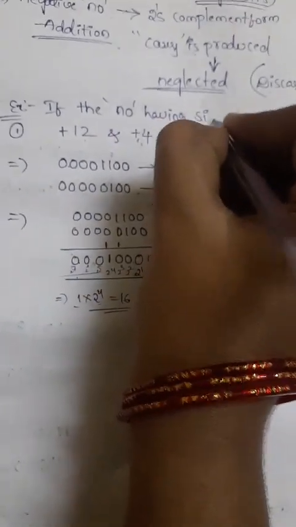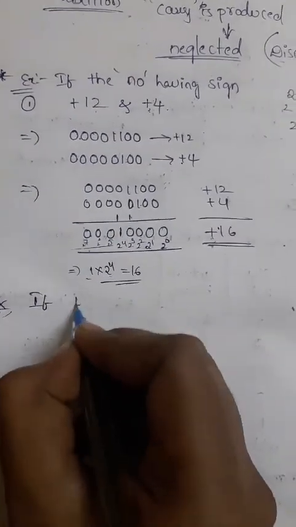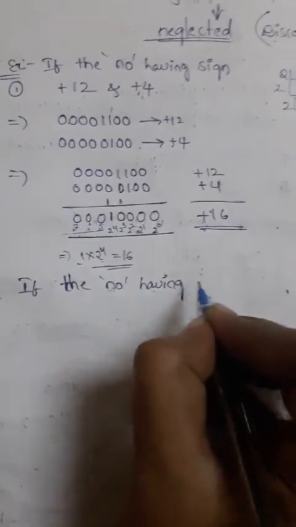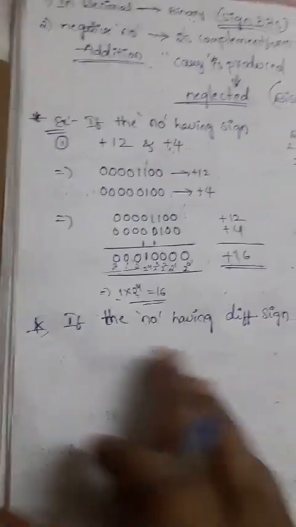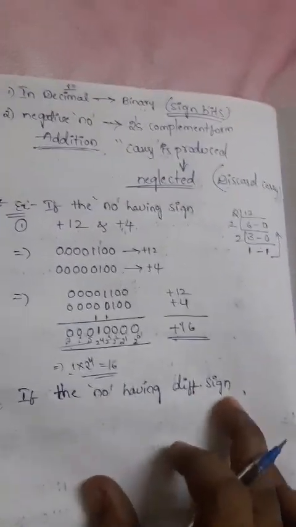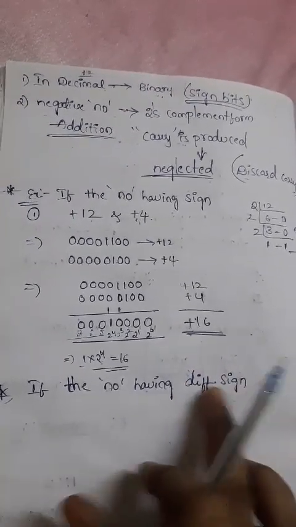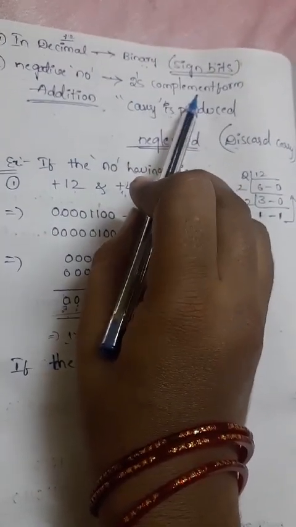This is the first step if the numbers have the same sign. And if the numbers have different signs, what is the process? We need to follow the same procedure, but different signs means one of the numbers is negative. So what is the step we need to do? That negative number will be converted to its 2's complement.